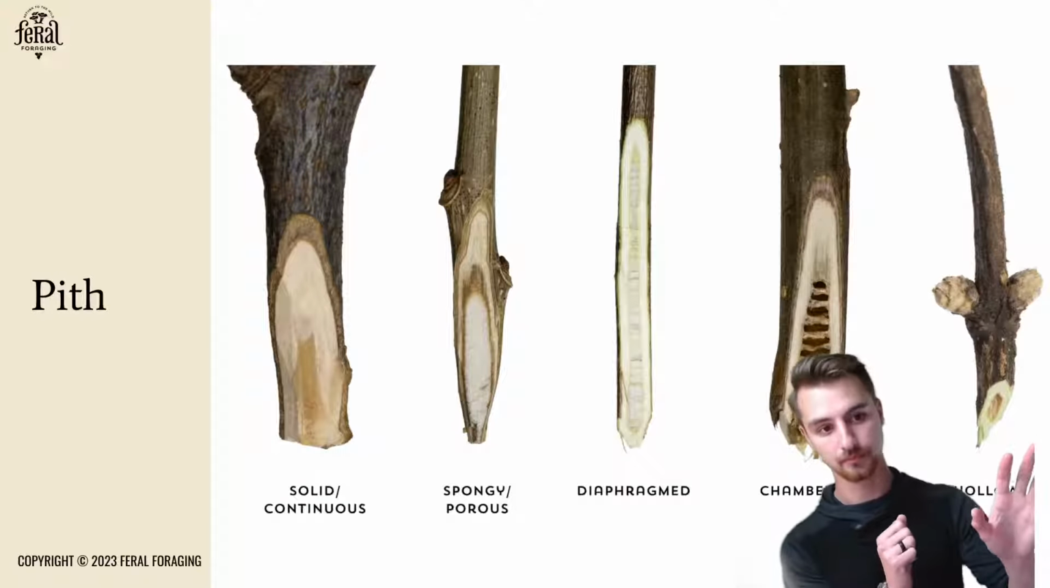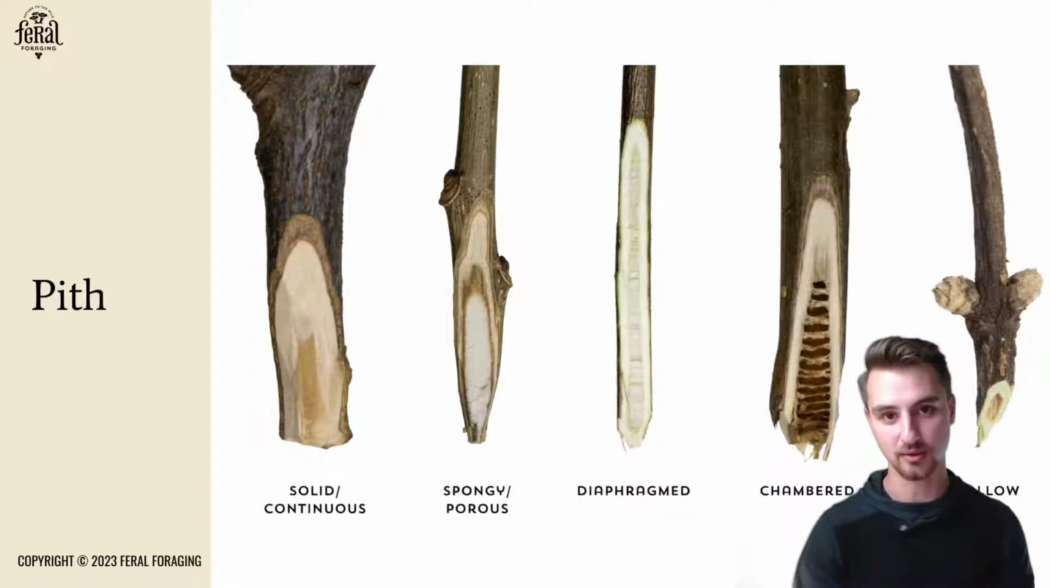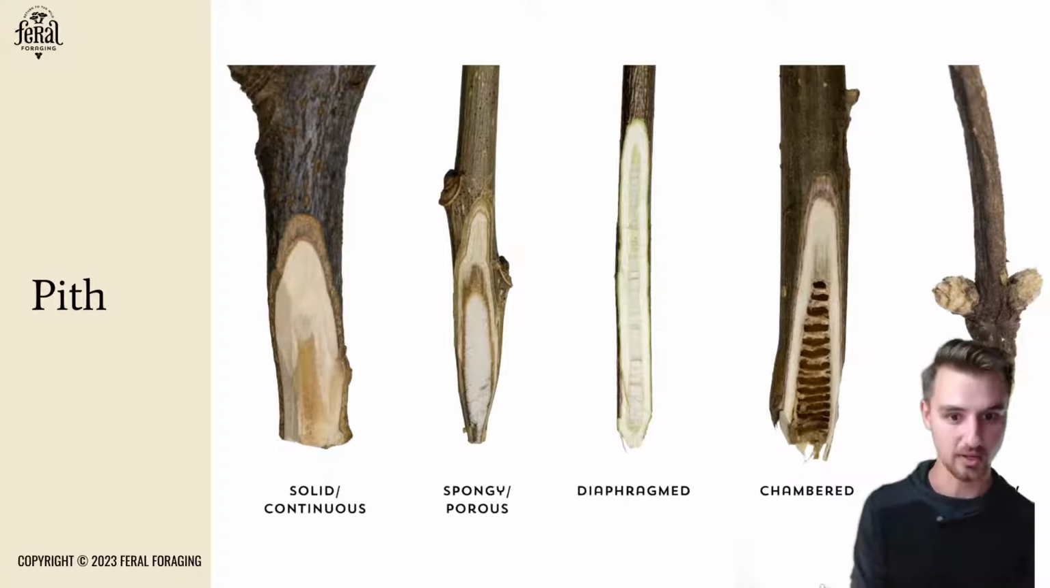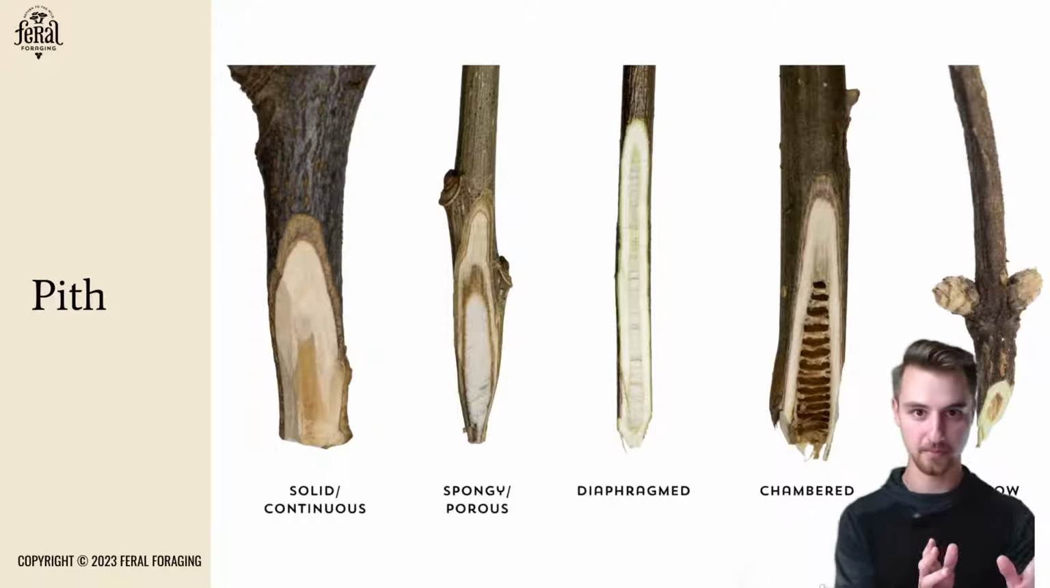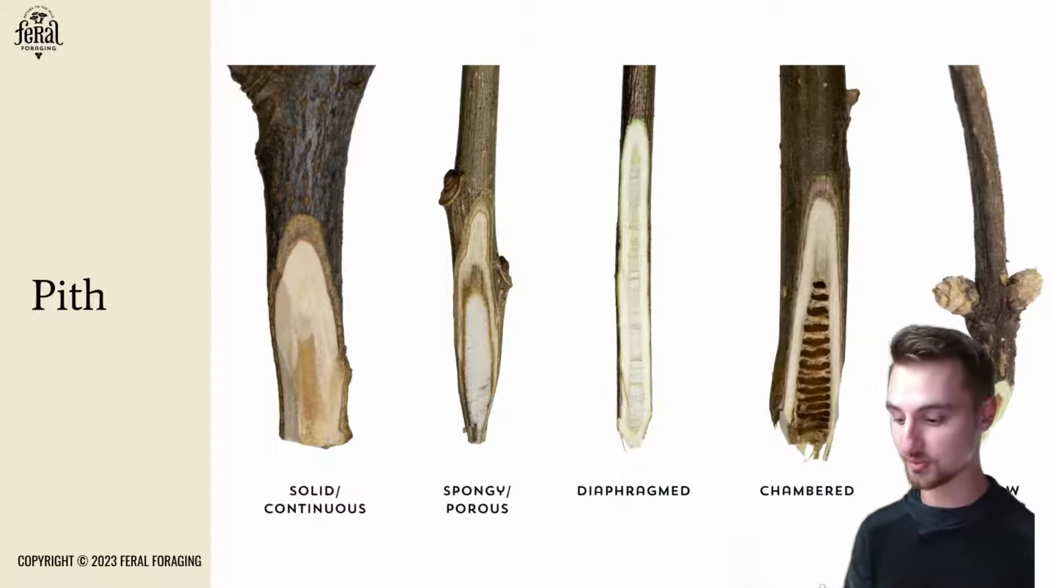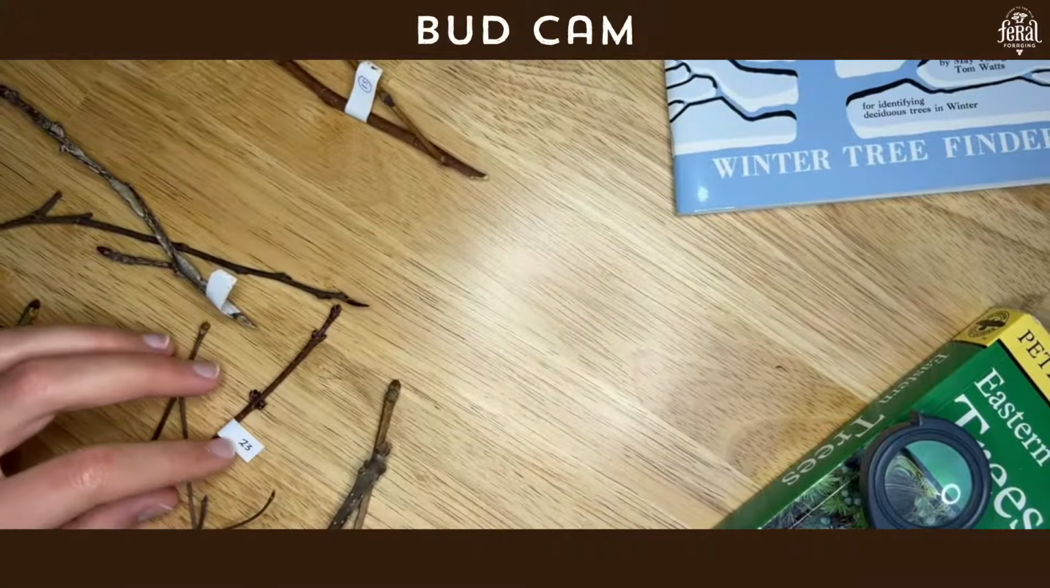And on the far right, this one's honeysuckle. Again, a great resource to be able to identify honeysuckle in the wintertime to eradicate it, one of the worst invasive weeds that we have in North America. So if we think of spongy, we go spongy, diaphragmed, chambered, hollow. I want to show you these ones on the bud cam for sure, and I'll save my favorite one for last.